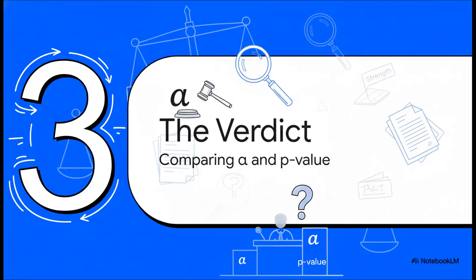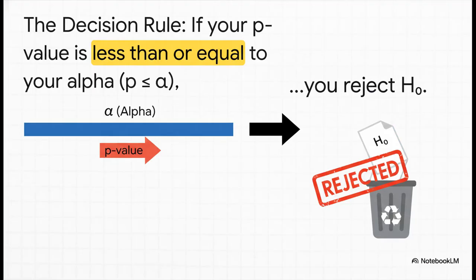All right, so we have our standard of proof that we set beforehand. That's alpha. And now we have the strength of our evidence calculated from the data. That's the p-value. So what now? Well, now comes the super easy part, the verdict. We just compare them. The rule itself is just beautiful in its simplicity.